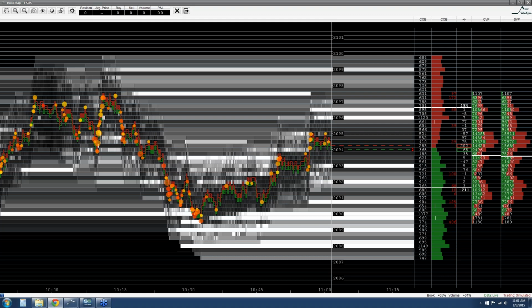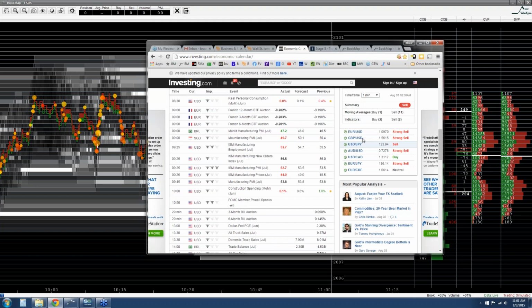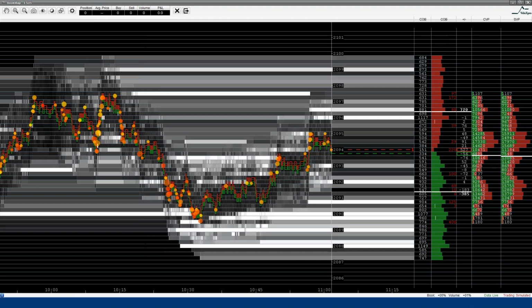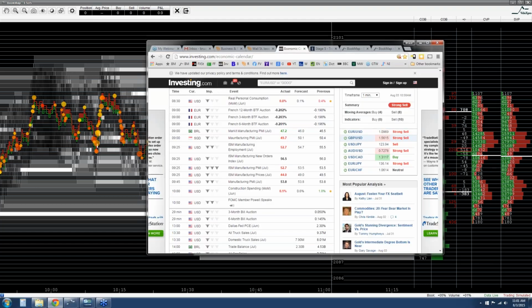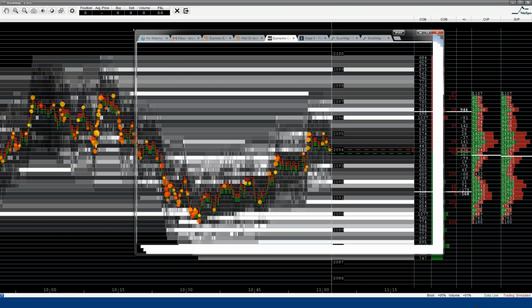Let's take a look at the fundamentals, just briefly touch on those, and then we'll get into some of the technicals on the higher time frames, and then we will start to drill down into lower time frames and then start to look at specific levels, and then go to Bookmap and really drill down into the order flow at those specific levels and what's going on with current price.